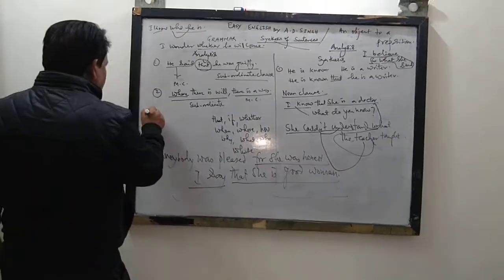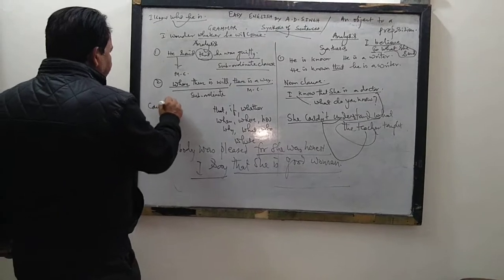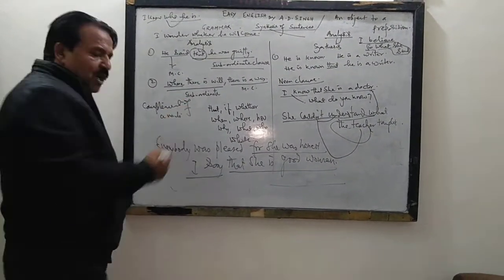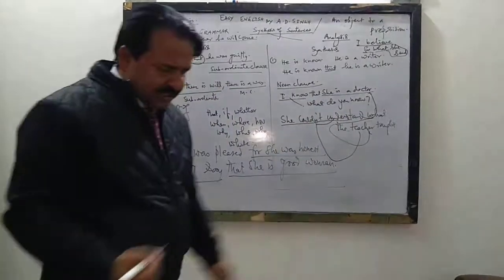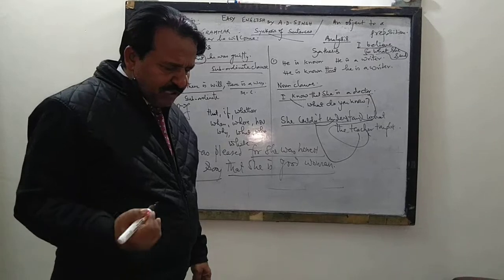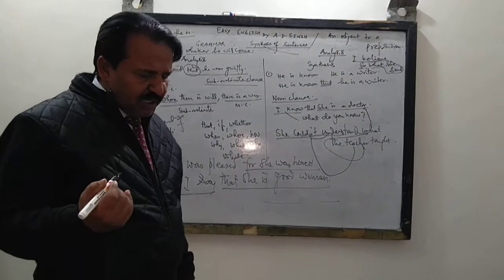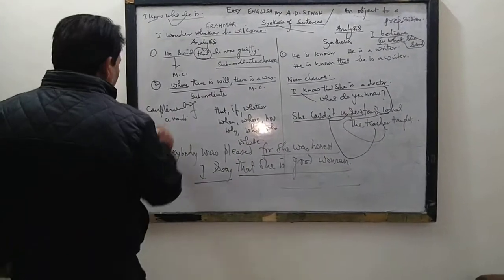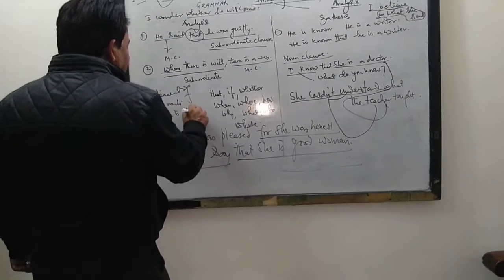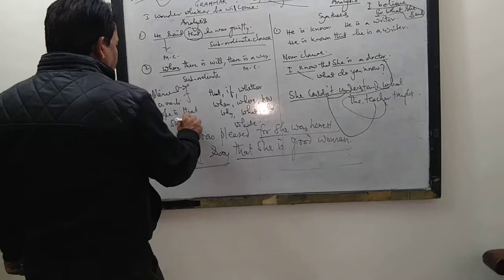Let us take the complement of a verb. Ask, sir, how? Give us one example. I am giving one very simple example to you. The hope is that she will succeed. Say it like that: the hope is that she will succeed.